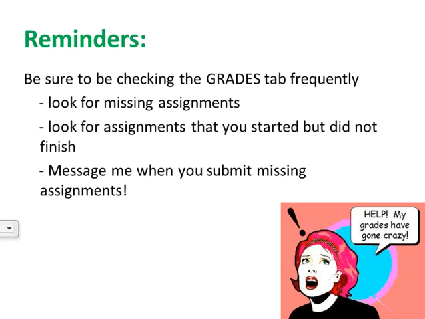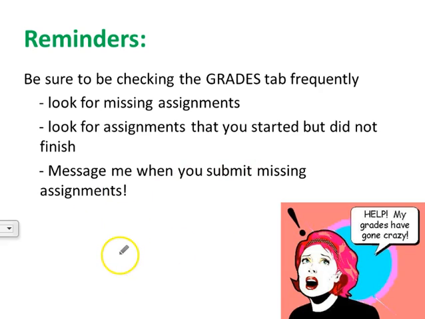All right, so I got a little ahead of myself. Some reminders for this week. Make sure you're checking your grades tab frequently. Look for missing assignments. If you have any missing assignments, submit those. Look for assignments that maybe you started but forgot to finish. Those would be considered missing at that point, so get those submitted. And then make sure you're messaging me when you submit missing assignments.